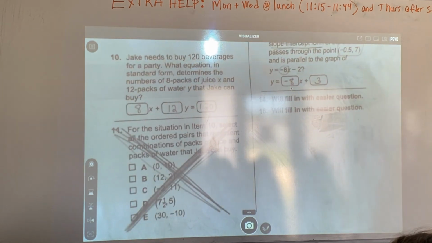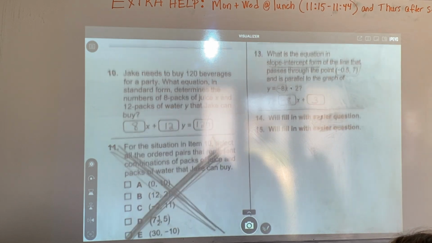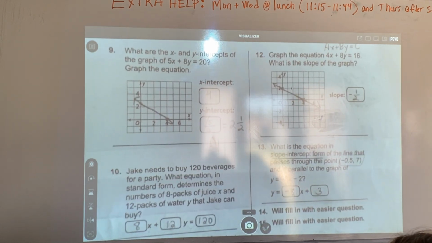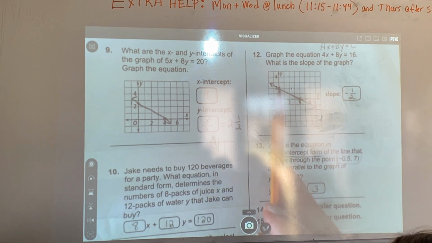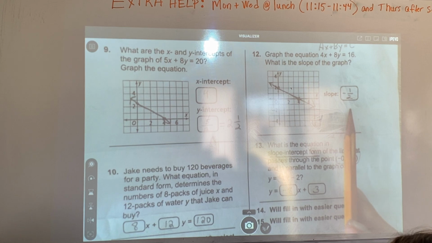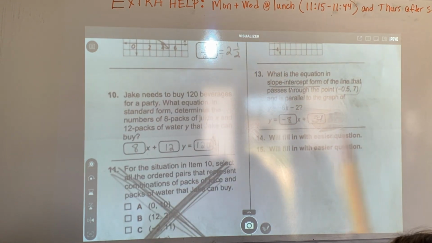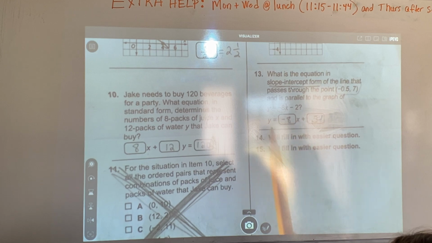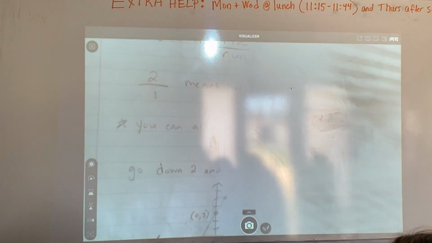Okay, number 10, it should be 8x plus 12y equals 120. Number 12, your line should look like this. It should go through 2 on the y-axis, 4 on the x-axis, and the slope of negative 1/2. Number 13 is negative 8 and 3 is what should be filled in. And now I will take questions.